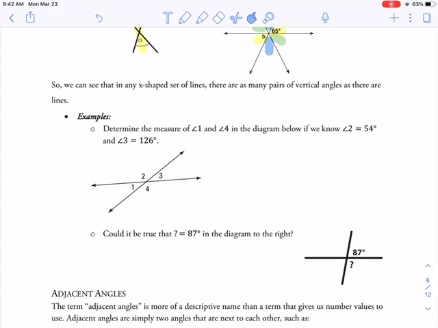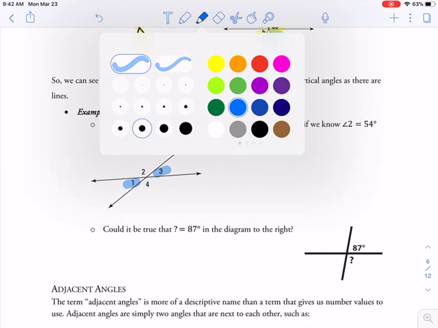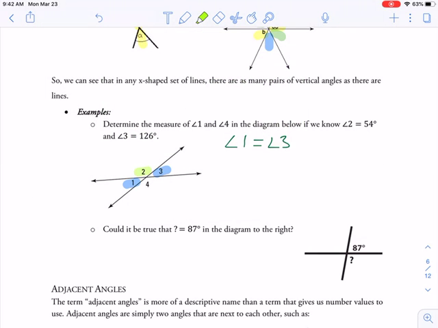Thankfully, because they're equal to each other, it means that calculating them is very easy, right? So we know here in the first example, the measures of angles 1 and 4. And because 1 and 3 are across from each other, then we know that angle 1 is equal to angle 3. And if we look at this, we know that angle 2 is equal to angle 4, and so we can say that as well.